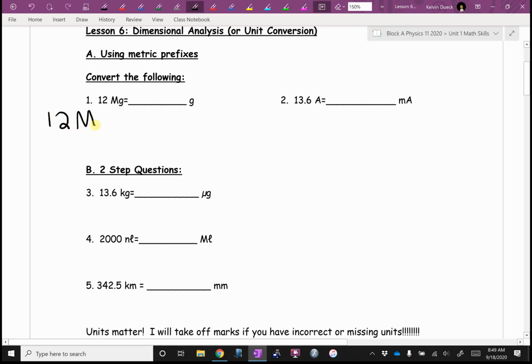12 megagrams. Have we written something down? Is the question blank, staring us in the face anymore? No. Am I more relaxed? Do I feel better? Done. Okay.